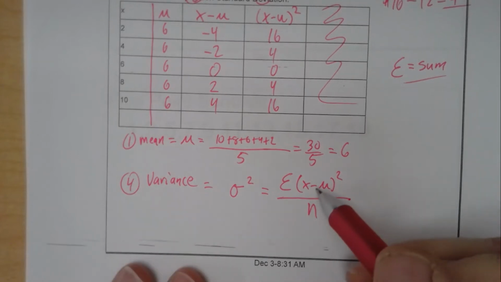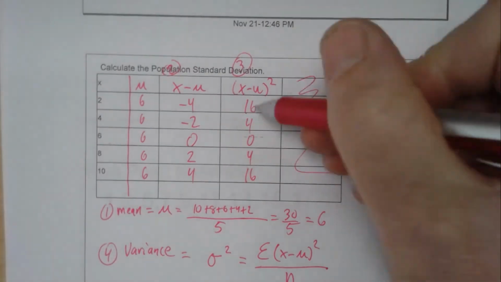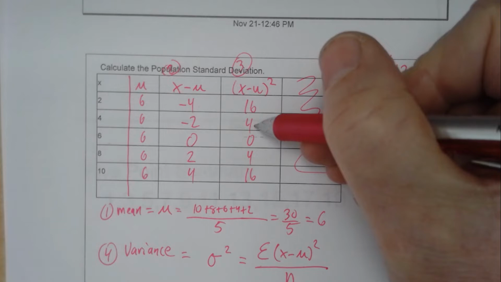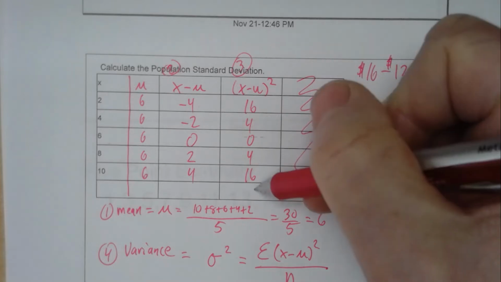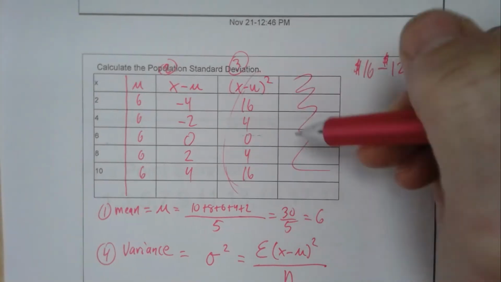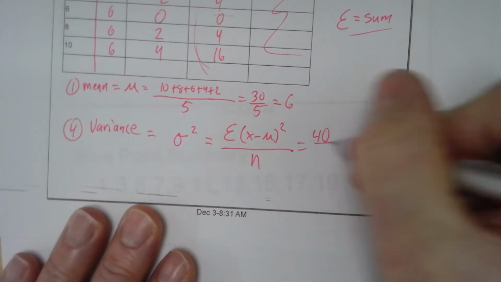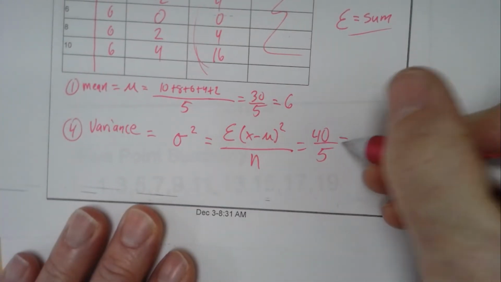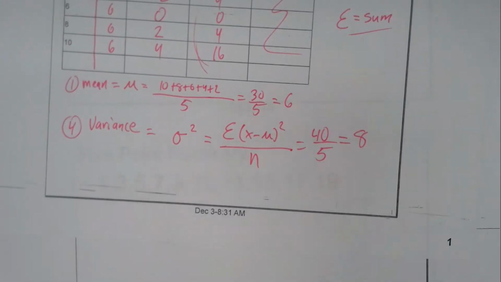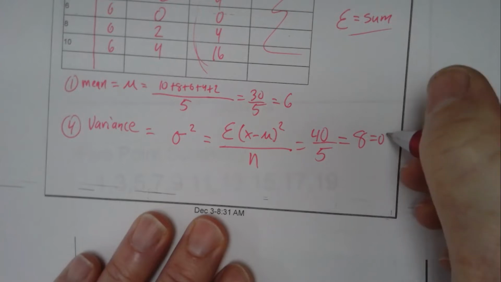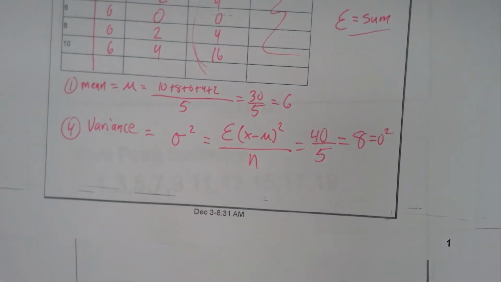And that's all you do. So we're going to add up this column here. 16 plus 4 is 20, and then that's another 20. So if we add up this column, we get 40. And then there are 5 numbers. So 40 divided by 5 is 8. So sigma squared is equal to 8.